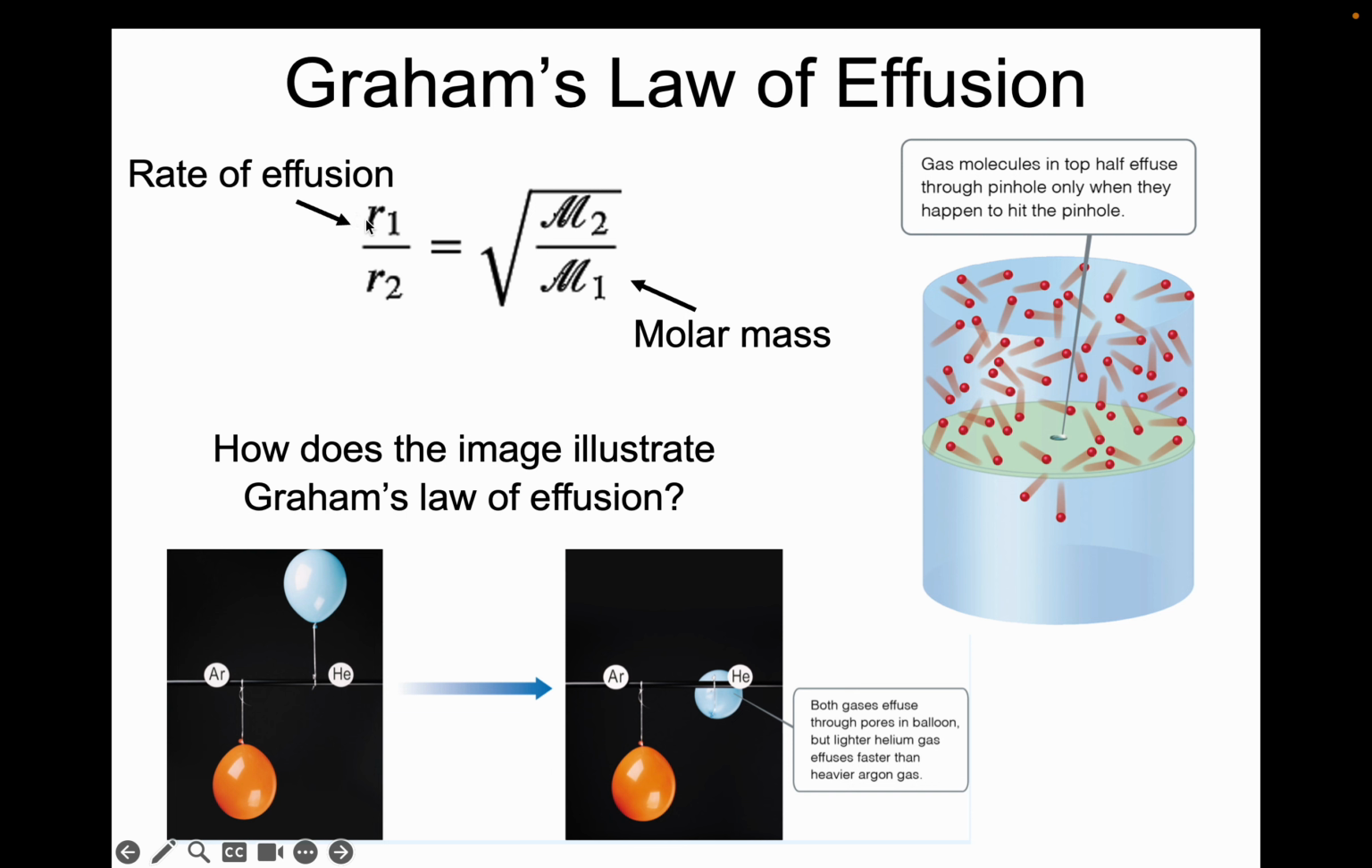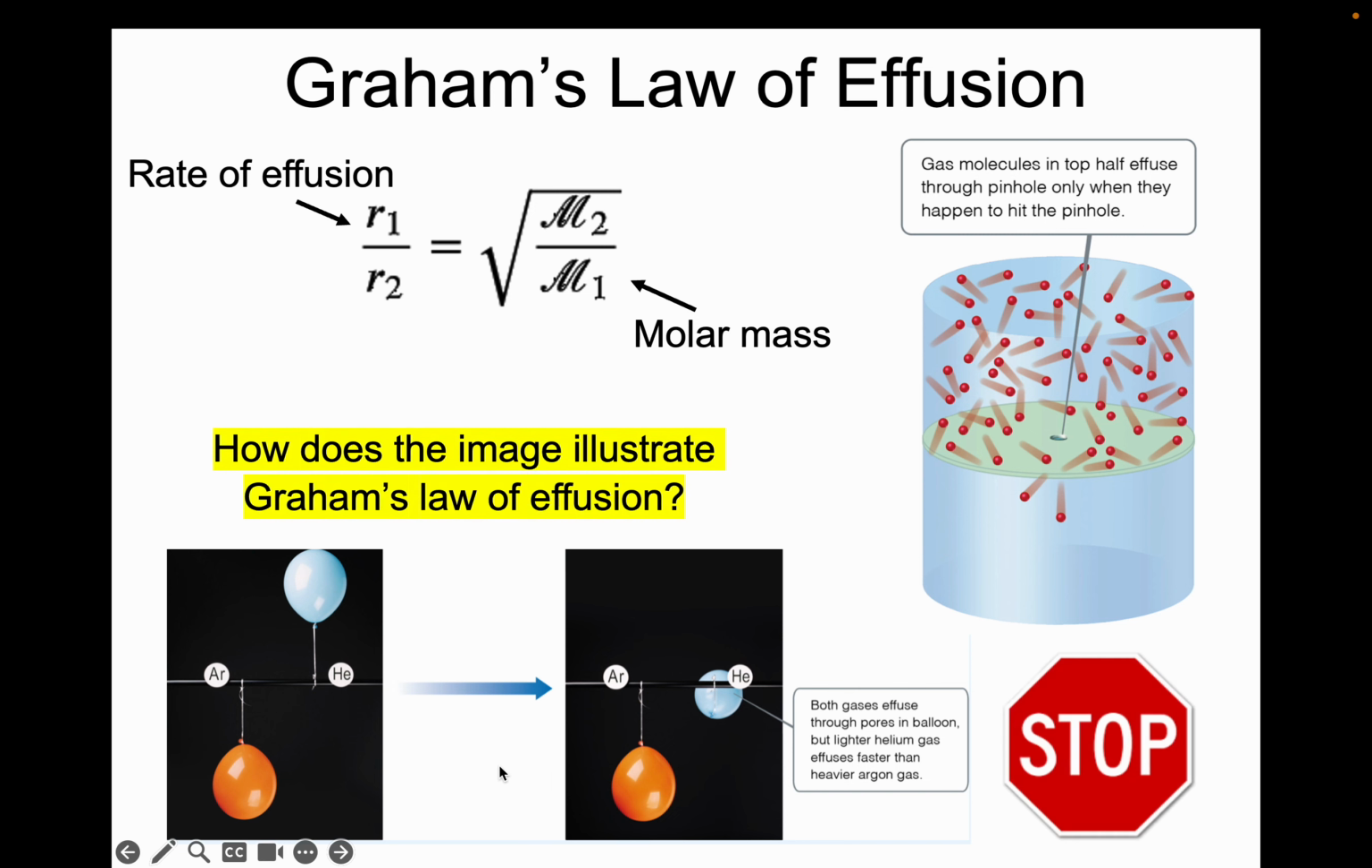We have the rate of effusion for gas 1 over gas 2 being equal to the square root, and then notice how their molar masses are inverted. They're inverted because this reflects how a molecule with a smaller mass will have a higher rate of effusion. This is said to be illustrated with this image right here. How does this image illustrate Graham's law of effusion? Try to put it into your own words and offer an explanation.